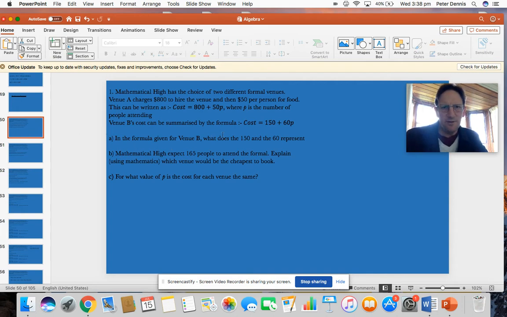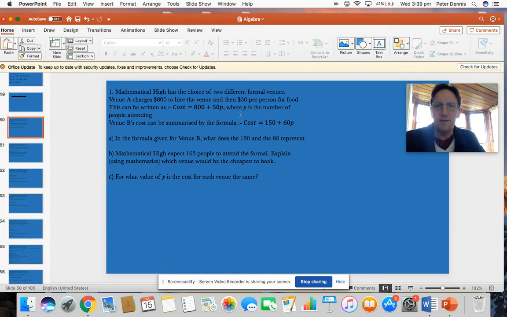In the formula for venue B, the cost equals 150 plus 60p. What does the 150 and the 60 represent? Well, up in the first one, we had that the cost equals 800 plus 50p, and 800 was to hire the venue, and $50 was the per person for food. So it's just that symmetry: this is the venue hiring cost, and this is the amount per food. If no one shows up, in other words, p is 0, no one comes to your formal, it's still going to cost you $150. Why? Because that is the y-intercept.